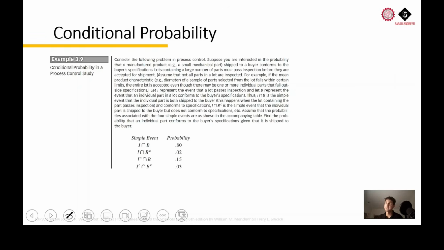Otherwise, it's no good. Okay, they can decide whether to ship it or not. The whole lot, okay, not the whole parts. So they sample only a small number of parts from that lot.